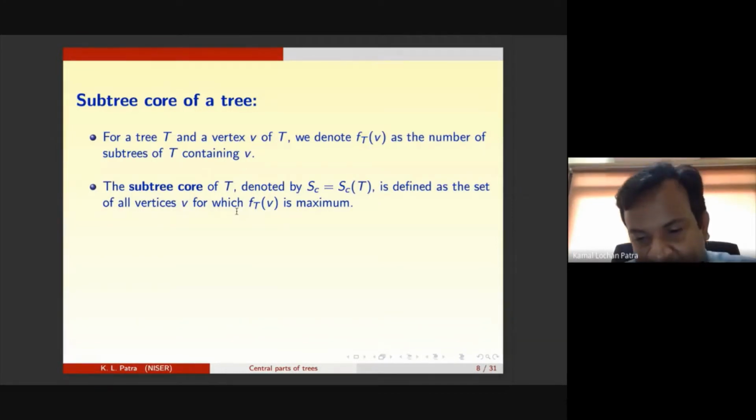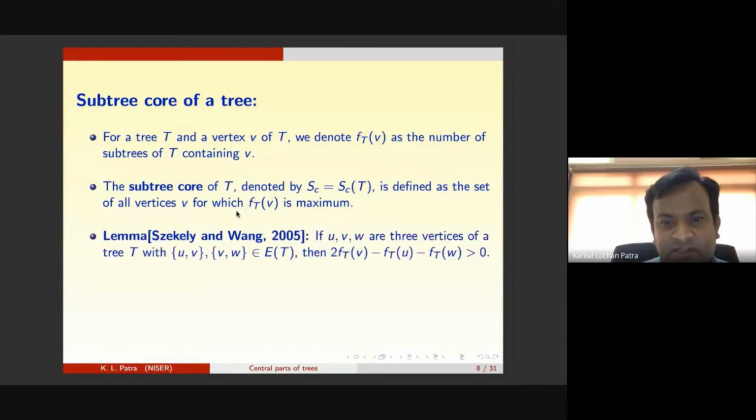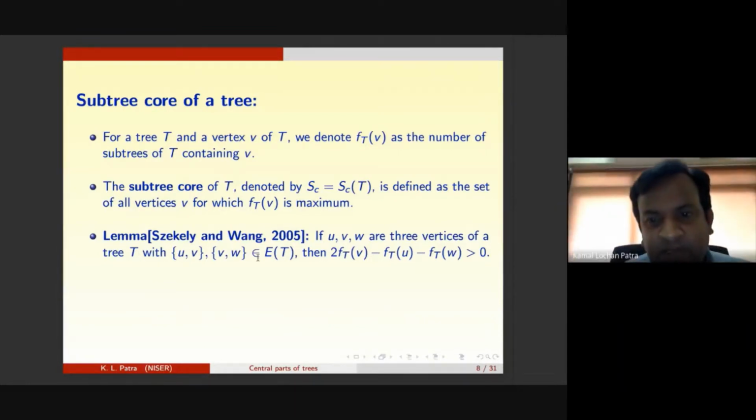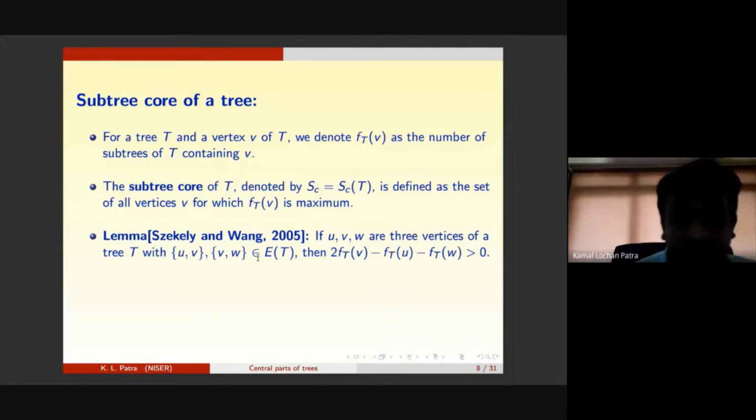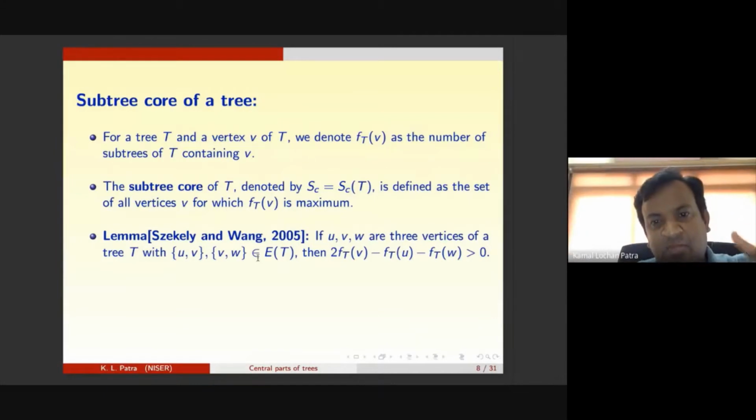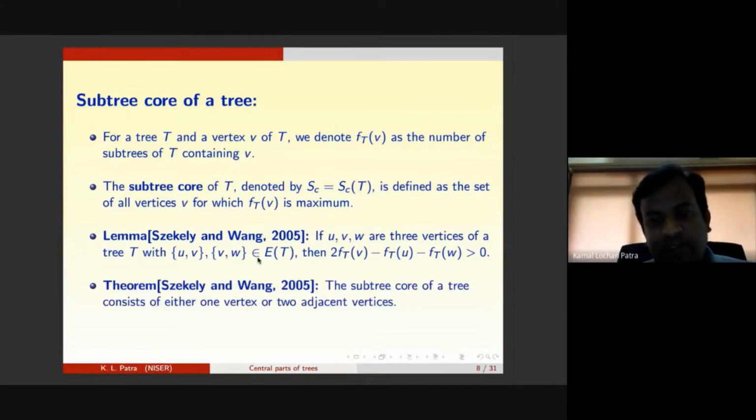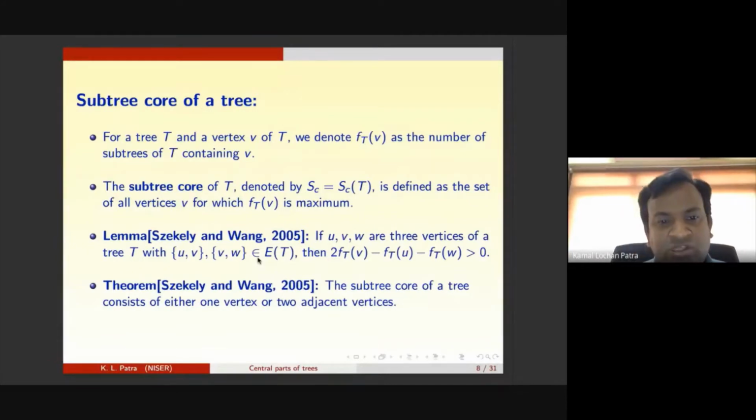This was first defined by Szekely and Wang in 2005. They proved that if U, V, W are three vertices of a tree with UV and VW belonging to E(T), then 2F_T(V) minus F_T(U) minus F_T(W) is greater than 0. That means there is a concavity nature of vertices in every tree T with U, V, W adjacent. And using that, they proved that the subtree core of a tree consists of either one vertex or two adjacent vertices.